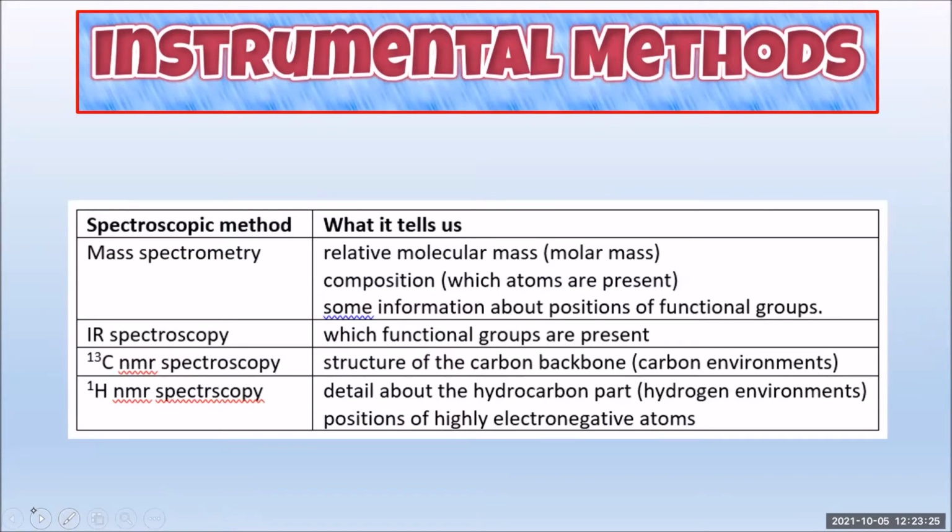Mass spectrometry can provide information about the molar mass, which atoms are present, and also some information about position of functional groups. Infrared spectroscopy can show you which functional groups are present. And nuclear magnetic resonance spectroscopy can show you the structure of the carbon backbone and also gives you detail about where the different hydrogen atoms are in the molecule. It can also tell you the position of some of the more highly electronegative atoms.